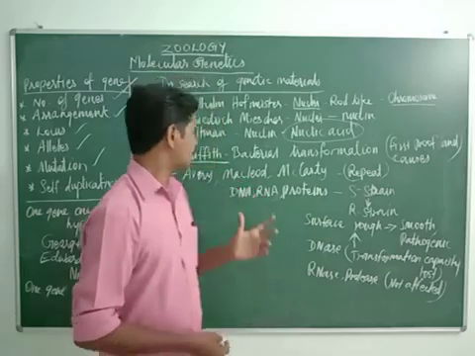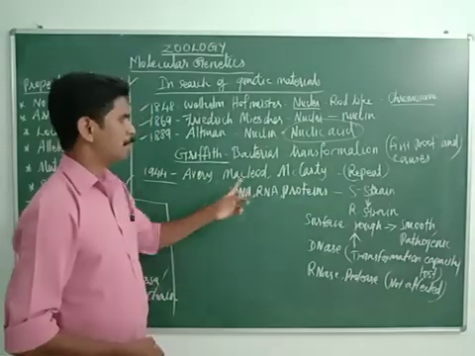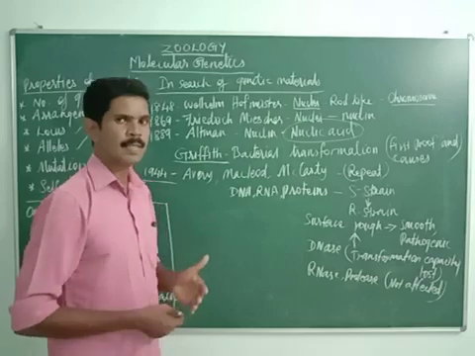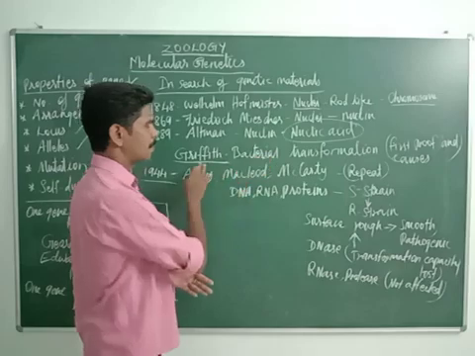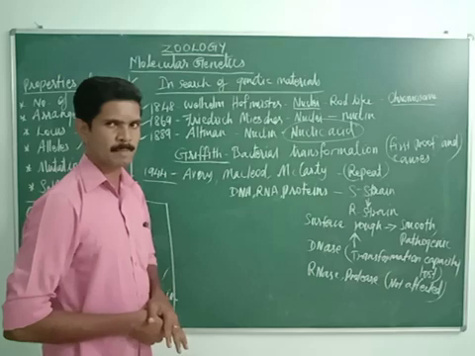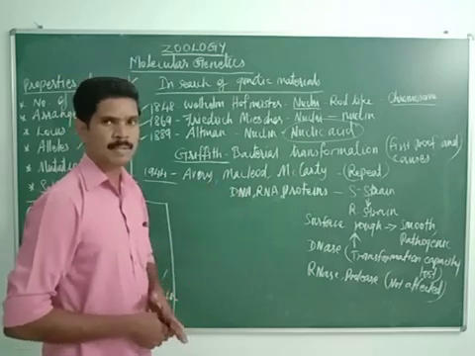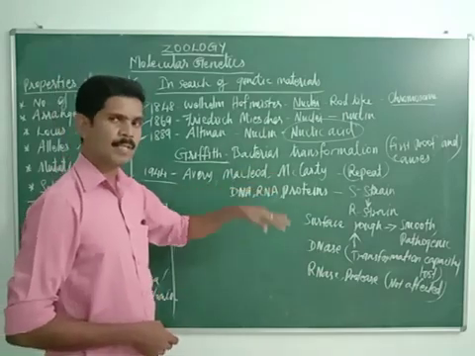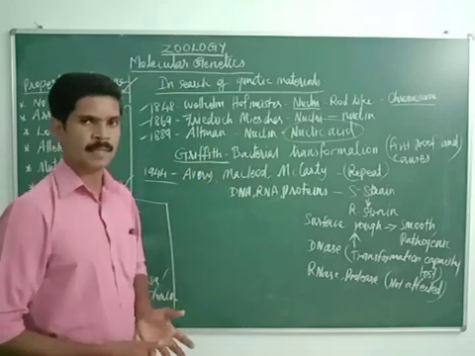So some other scientists in the year 1944, Avery, MacLeod and McCarty, these three people together repeated the same bacterial transformation experiment of Griffith. Griffith had already done this experiment, but he didn't understand the cause or the reason for the transformation. So these three people repeated the same experiment to prove that DNA is the genetic material.